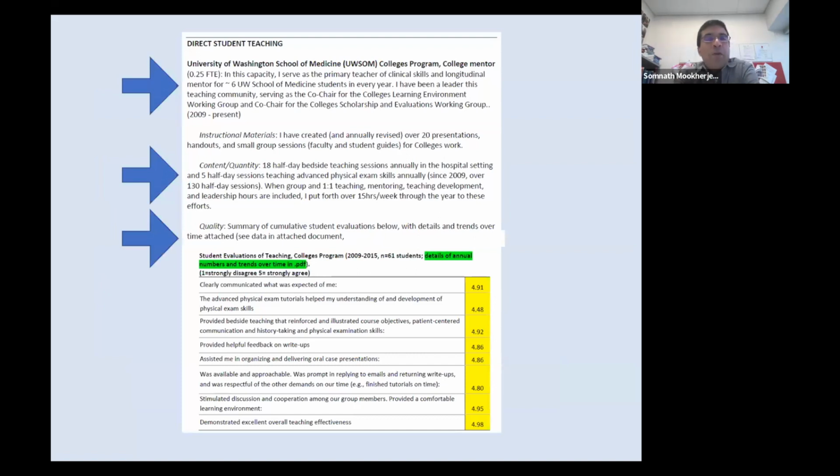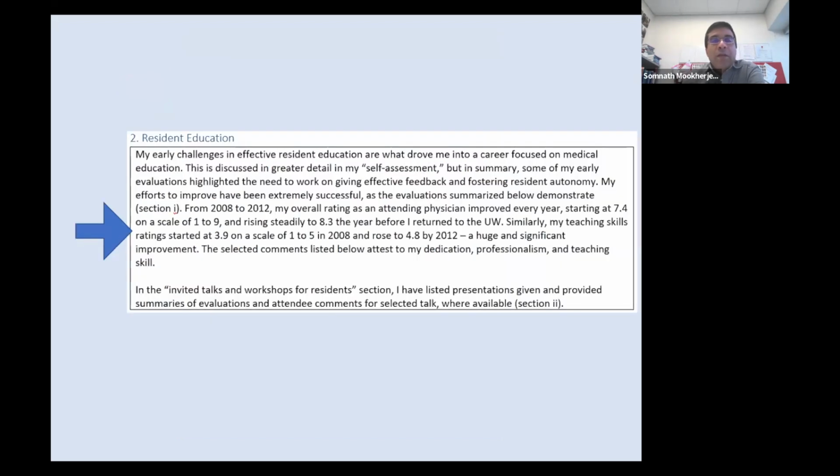So here's one example. This is Molly's, shared with her permission. You can see a brief description of what the job is that she did, the content and quantity followed by the quality, and then evaluation data. She summarized everything between 2009 and 2015 in this single table. So that's one way you can do it. No one said you can't do it like that. This is how I did it.